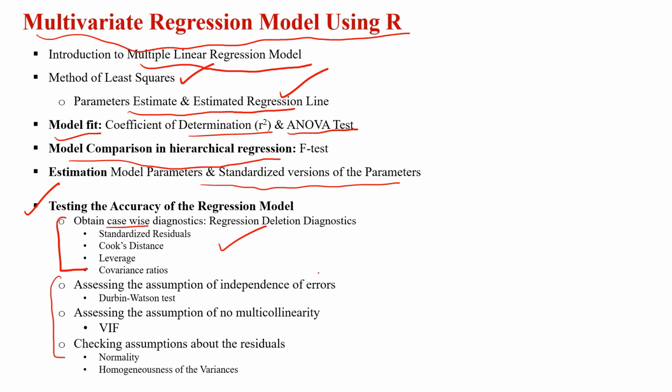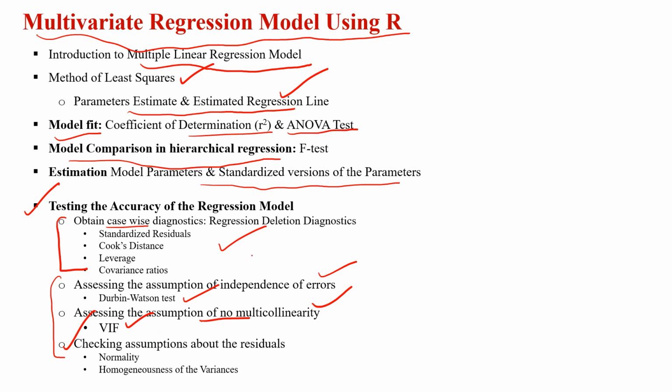Number one, the errors must be independent, okay, through the Durbin-Watson test. Then we will check the multicollinearity between the independent variables. If there is multicollinearity, then the model is not good. So we have to make sure that there should be no multicollinearity, with the help of VIF, which is called the variance inflation factor. And then we will check the normality of the residuals as well as the homogeneity of the variance.